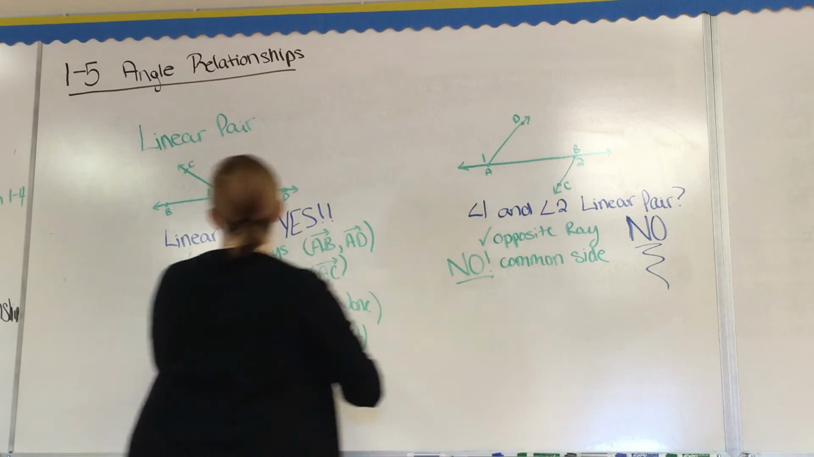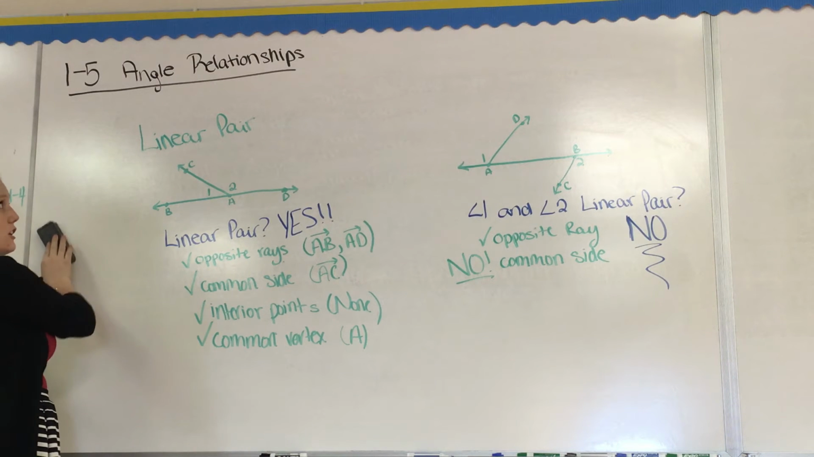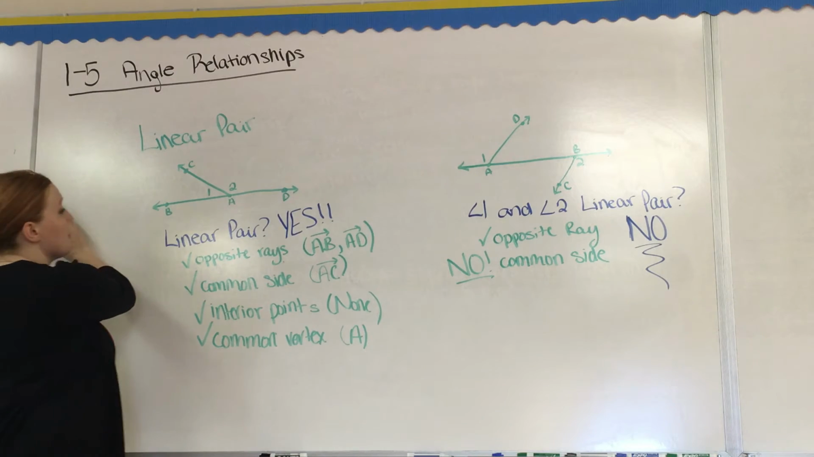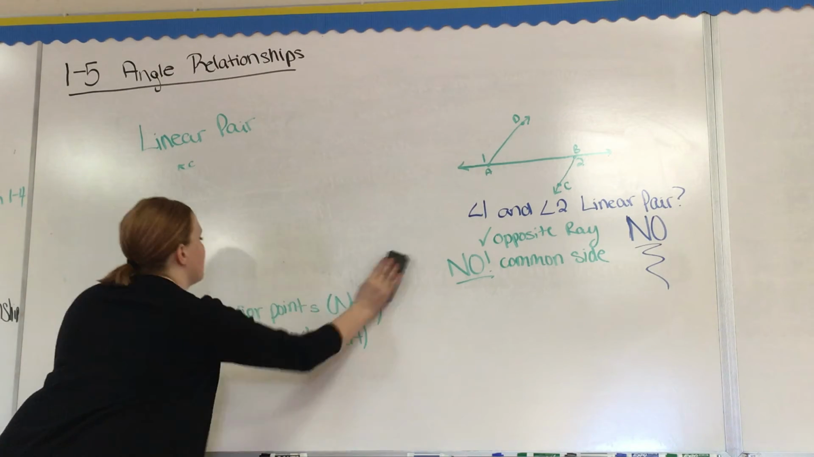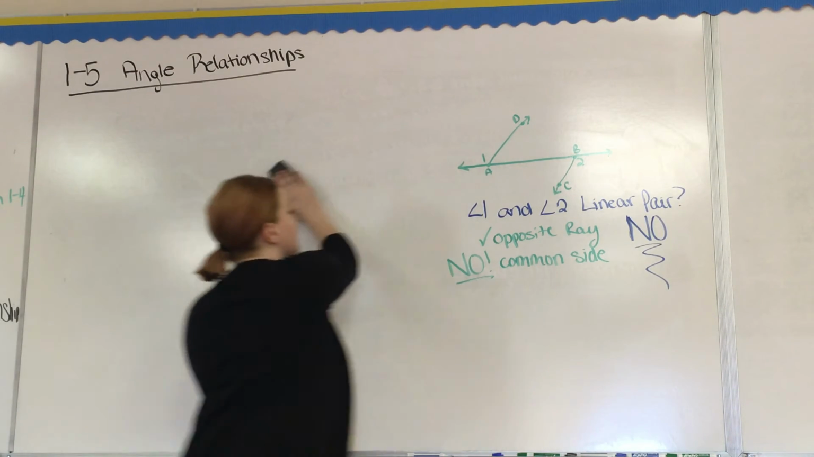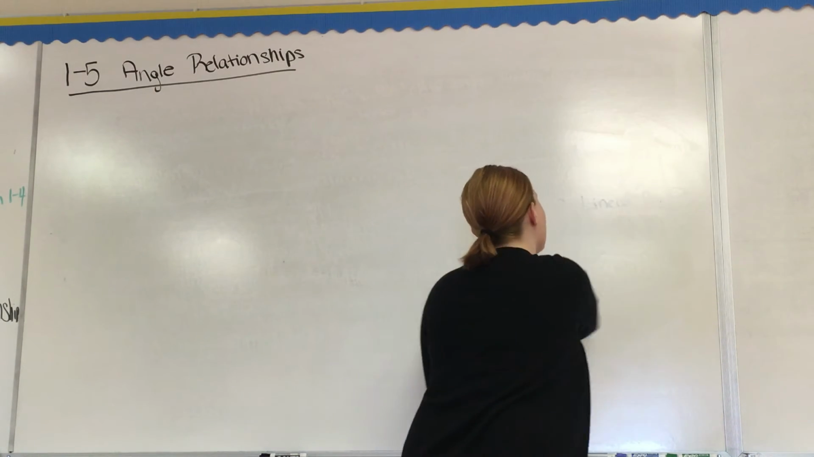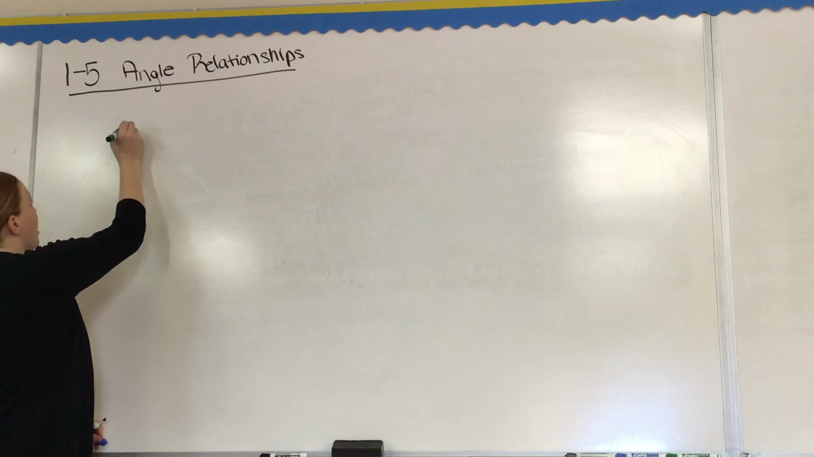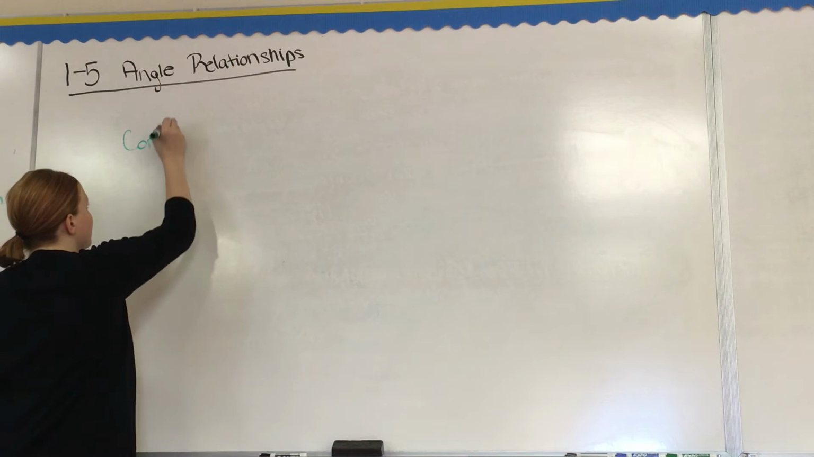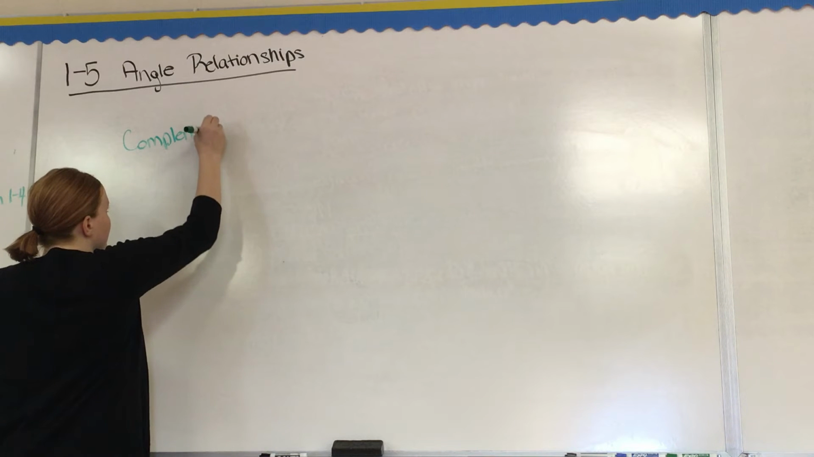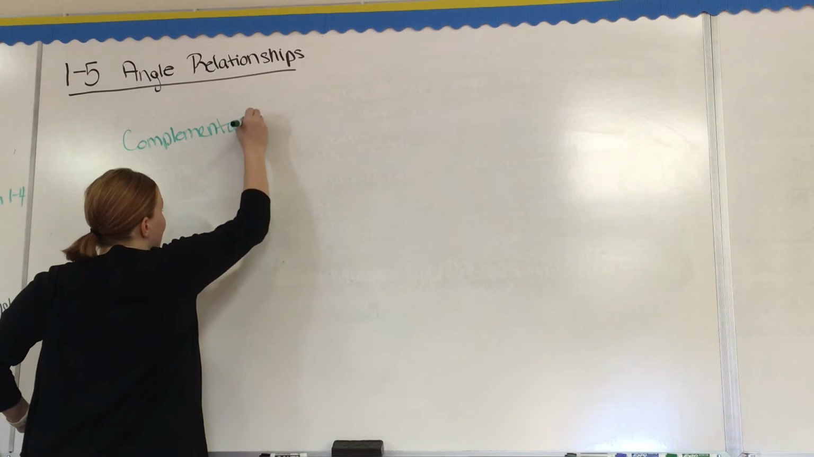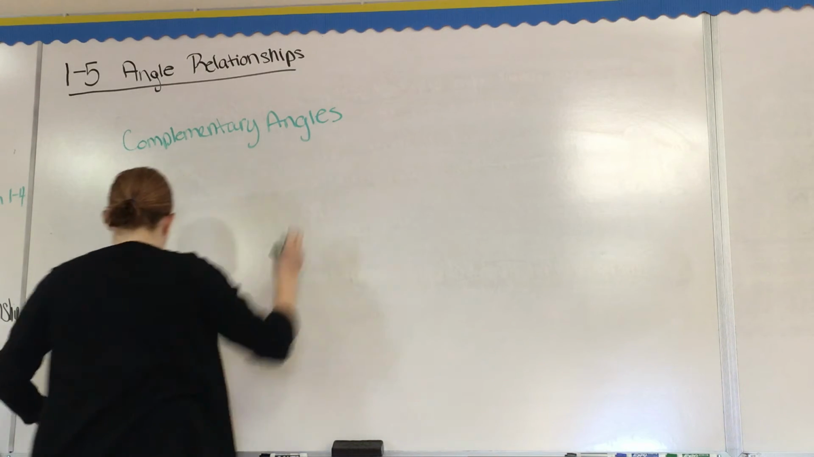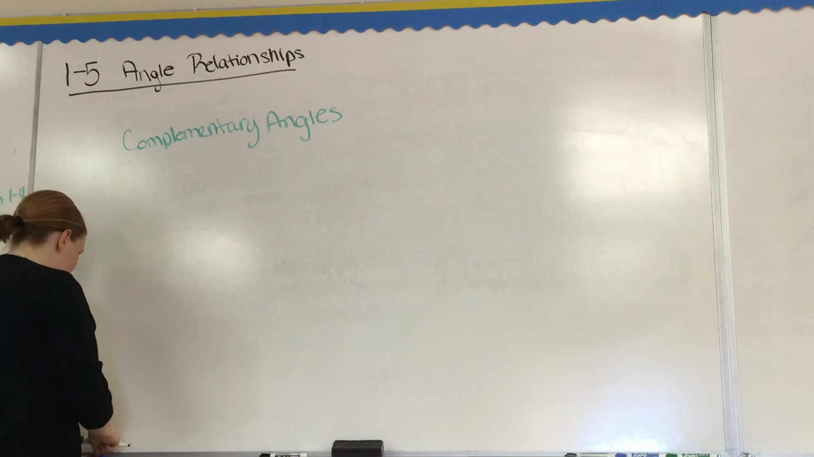Okay, we're going to do 2 more examples. If you need to write it down, I'll leave it up here, and you guys can pause the video right now. Okay, I'm going to erase it. Okay, so our next one is supplementary and complementary angles. So we'll do complementary first. Remember, C is for corner, C is for complementary.